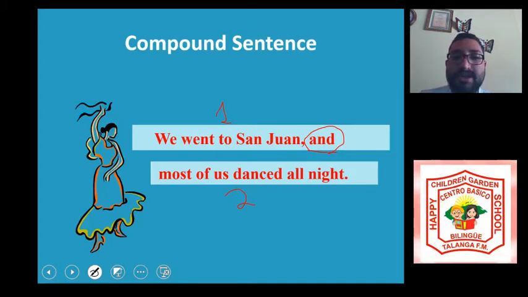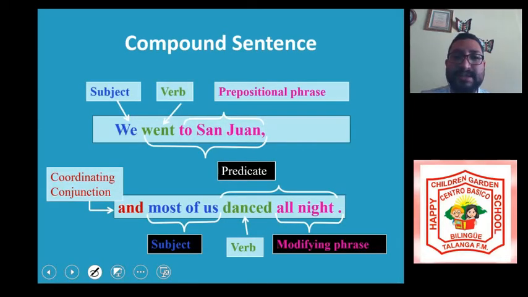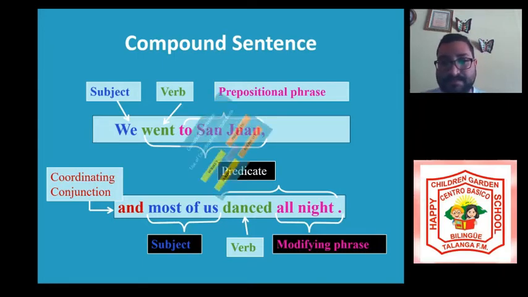We went to San Juan. Most of us dance all night. We have a compound sentence. It's going to have this structure: subject, verb, prepositional phrase, subject, verb, prepositional phrase too, and we're going to have a coordinating conjunction, something that joins them together, and.